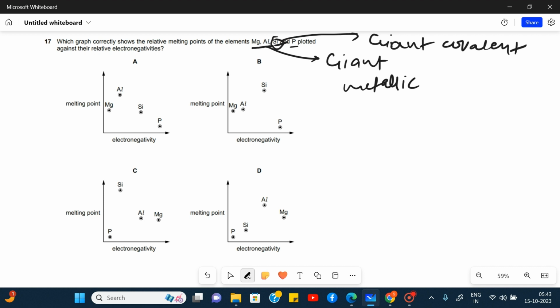So either option B or option C could be correct. Now let's look at the relative electronegativities values. We know that electronegative value increases across the period from left to right. That means magnesium will have the least electronegativity and phosphorus, which is towards the right, will have the highest electronegativity. Hence option B is the correct response.